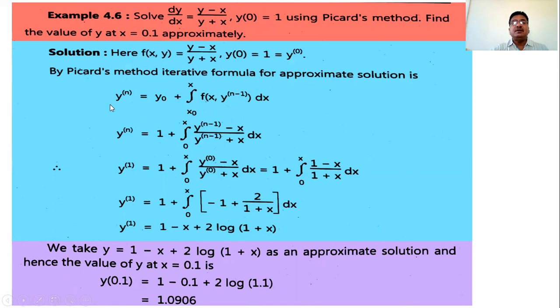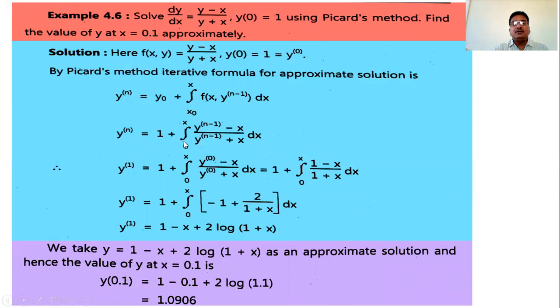And then write the general formula of Picard's method. yn is y0 plus integration x0 to x, f of x, y raised to n minus 1 dx. And what is the function f of x, y? It is y minus x divided by y plus x. So what is f of x, y n minus 1? It is y n minus 1 minus x divided by y n minus 1 plus x. That is, by using this formula, find f of x, y raised to n minus 1, replacing y by y raised to n minus 1. This is the general Picard's formula.